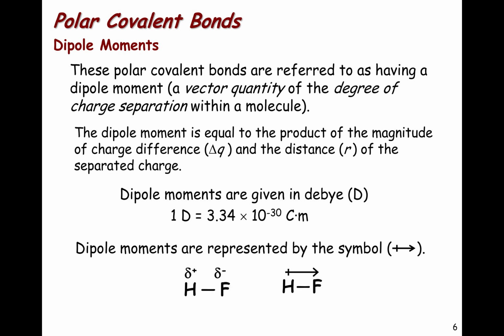In the example here, we can symbolically represent this both in terms of the partial charges using the delta positive and delta negative. Again, these are fractions associated with the partial charges. Or we can use a vector arrow with the head of the arrow pointed towards the more electronegative atom and the positive tail being associated with the least electronegative atom, as shown here.